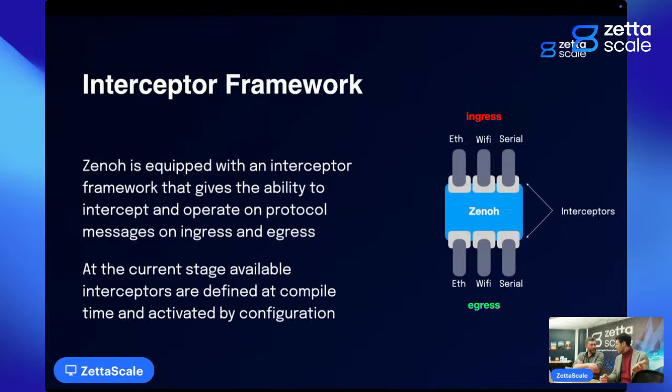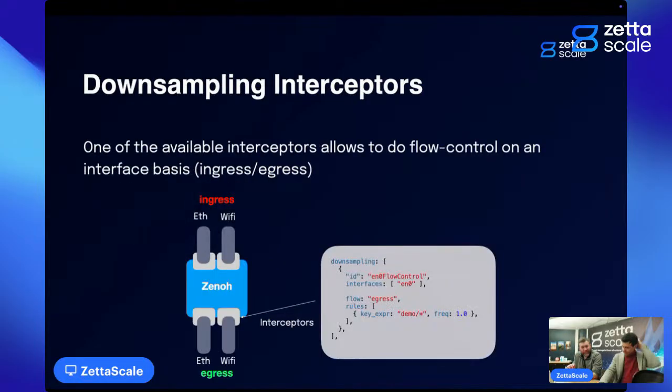But at the present stage, it's an open framework. The interface is actually very straightforward. There are two traits to implement: a factory trait, and then the ingress interceptor and egress interceptor trait, which is pretty straightforward. But it's not a public API per se. And we have two interceptor implementations, one for downsampling, and this allows essentially to do flow control on an interface basis, again, ingress or egress.